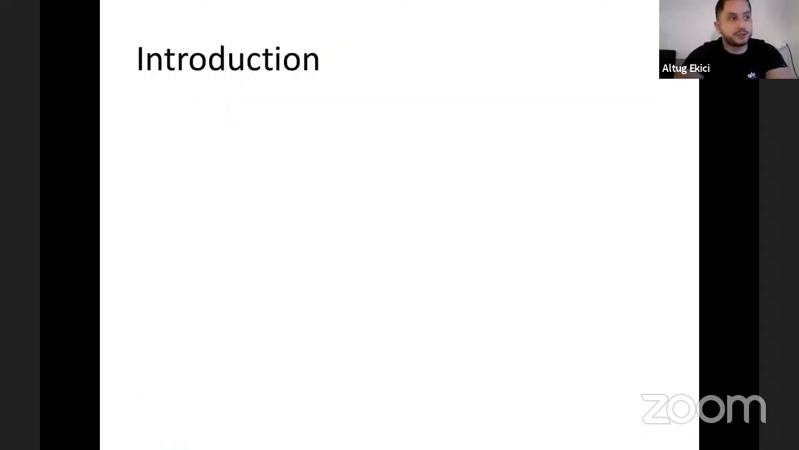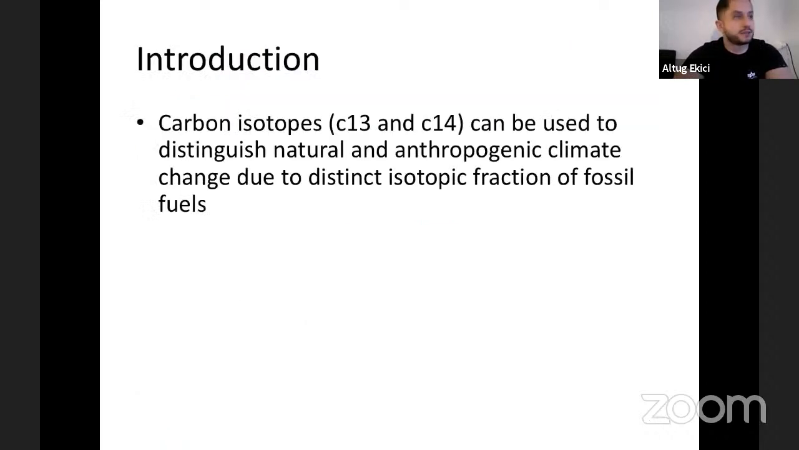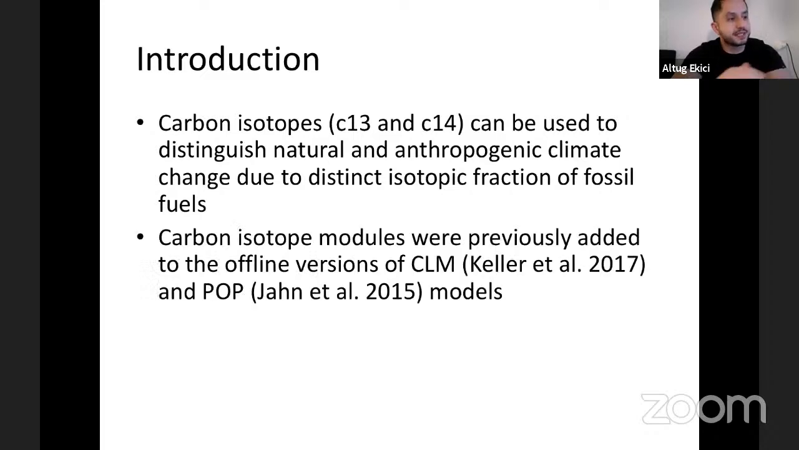To give a short introduction, the carbon isotopes receiving more attention here are C13 and C14. We can use them for distinguishing natural and anthropogenic climate change. And also, since I'm invited to this meeting, I guess for paleoclimate studies, it's very important to have isotope information in the models.